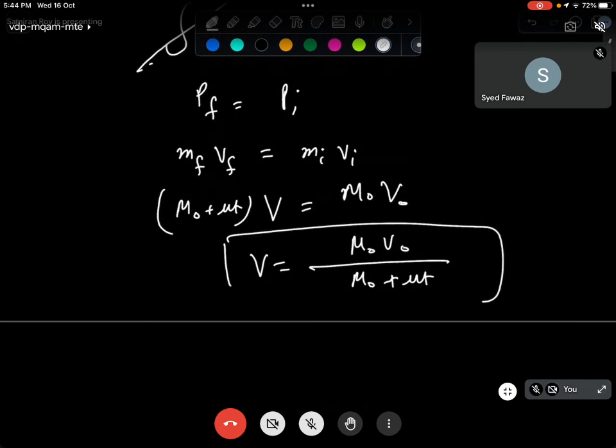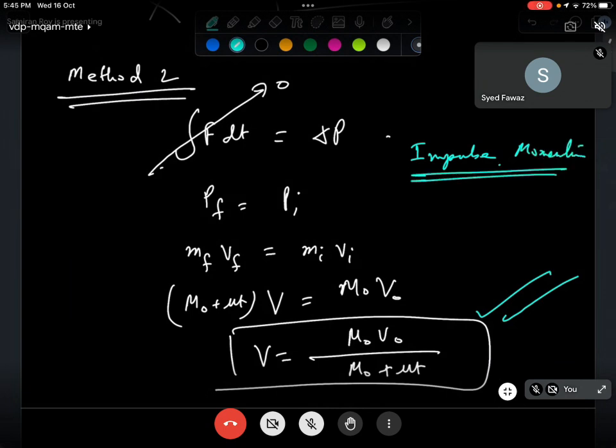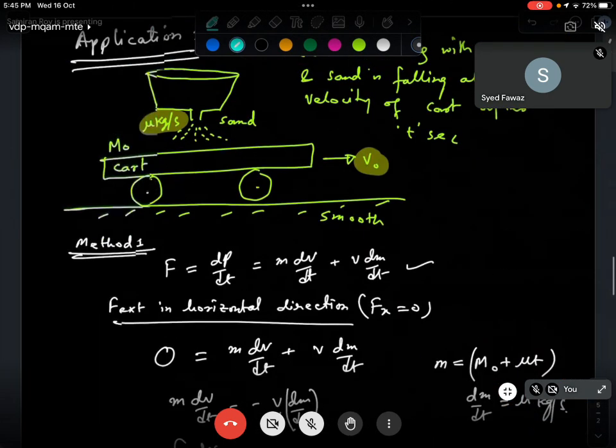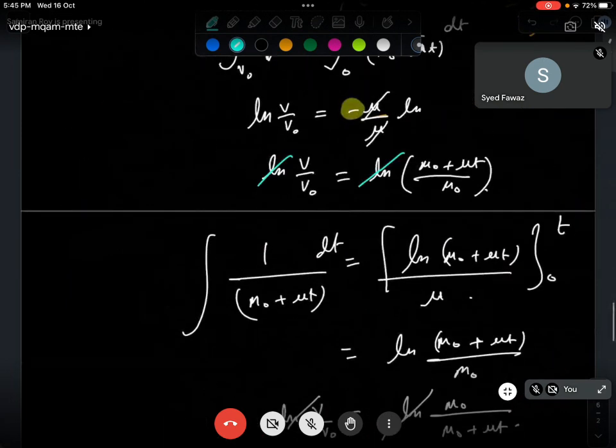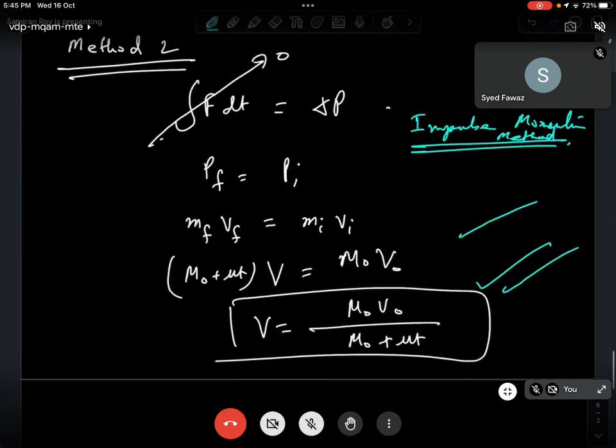Can we solve this in the exam? Yes, you have to solve this one only. That's why I told you the impulse momentum method is very important. I solved this with the impulse momentum method. If you integrate this ln, it is very hectic. Don't do this method, it is just to tell you that you can also solve by this method. So method 2 is better, correct?